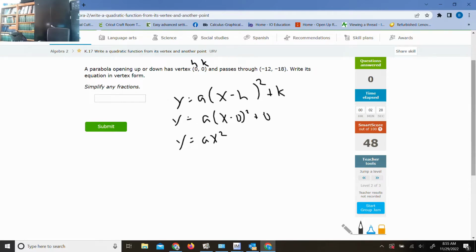This is not the first time this has been done with you. You've got a point off the side. What can you do with that point? You can plug it in. The point gives you an x value and a y value to plug in. Everywhere you see x, you're negative 12, and everywhere you see y, you're negative 18.